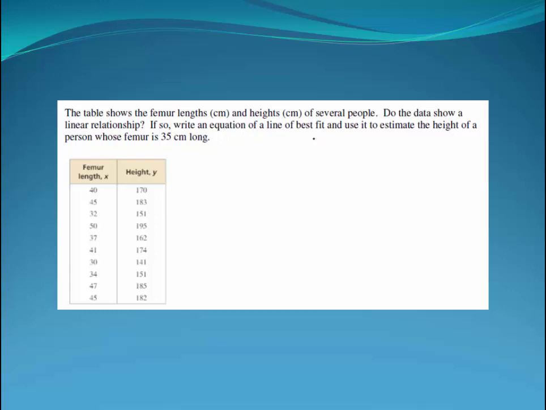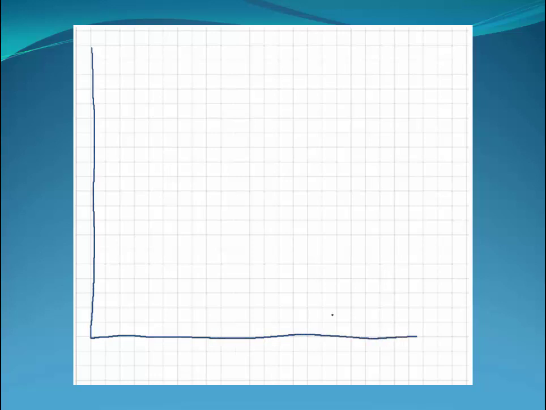So let's take a look here. Your data points for the x-axis are going to go all the way up to, it looks like 50, and the smallest is 32. And then the height, y, the highest is about 195, it looks like, and the smallest is in the 140s. Forgive me if I'm not nice and straight. I don't have a ruler in this program.